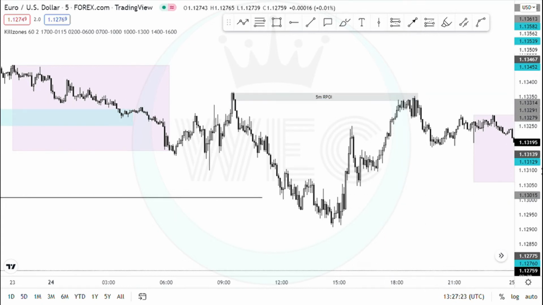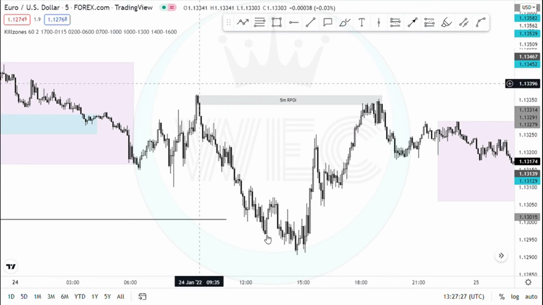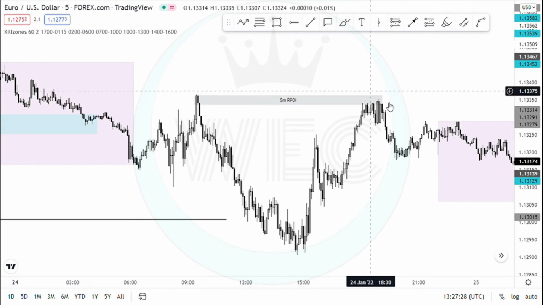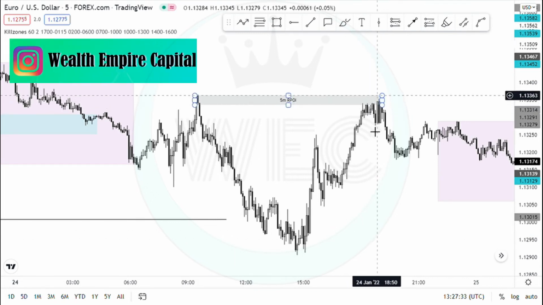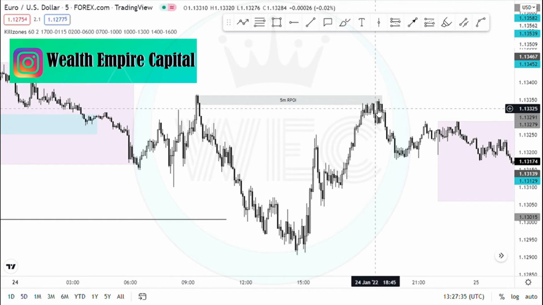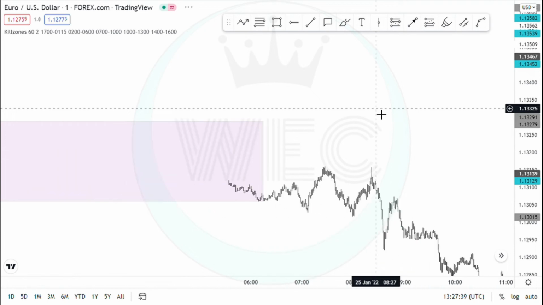So yeah, just 3 simple rules: break of structure, return to point of interest or mitigation of the point of interest, and I look for my entry, and that is what I did. So I step into the 1-minute time frame to see what price is doing.